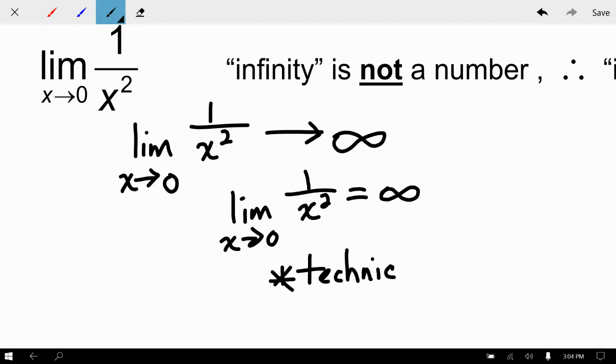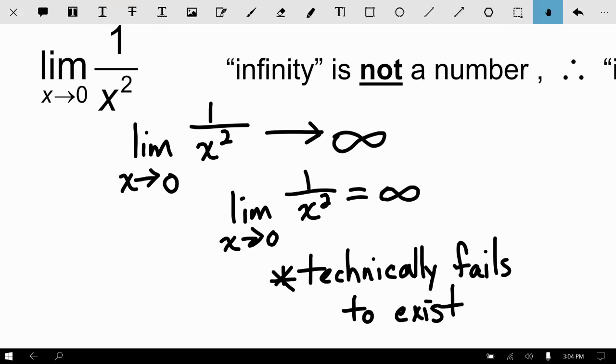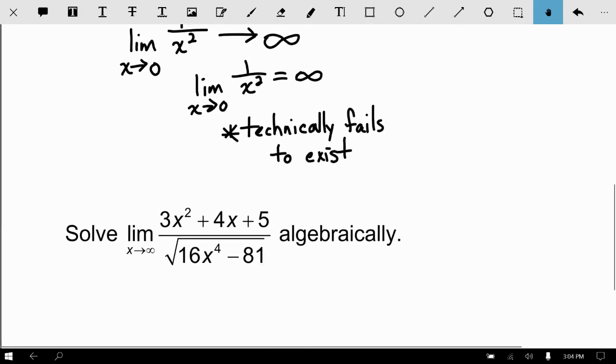So technically, this fails to exist. So keep that in mind when you look at something like that. Keep in mind what that means. Like I said, the notation is a little bit misleading. If you want to use the arrow like I did here, saying it's tending towards infinity, that's fine. If you want to write the equal to, that's fine as well. It doesn't really make a difference. Like I said, you're going to see it written both ways. I just want to make sure you understand what it actually means.